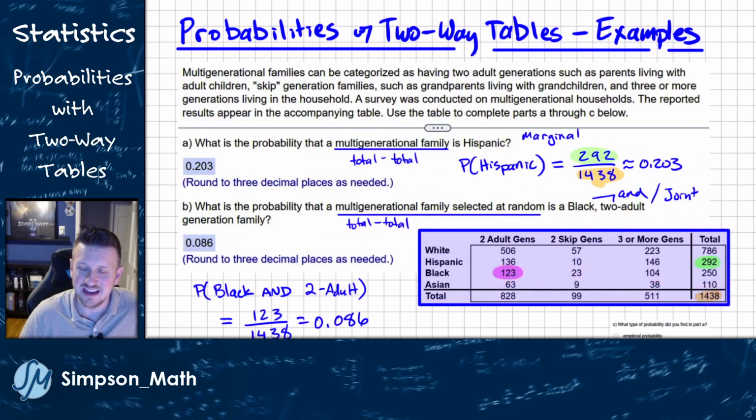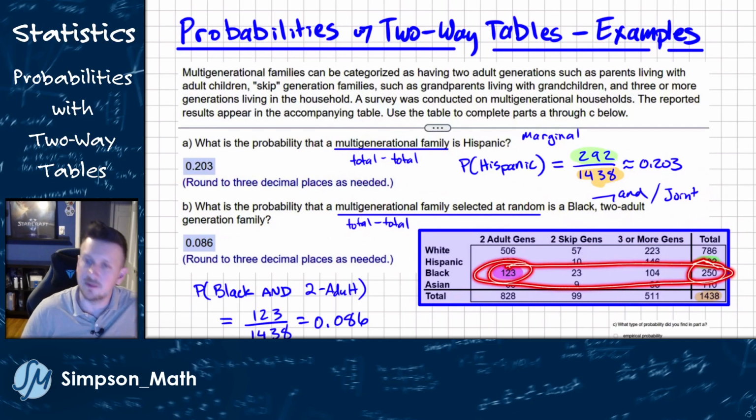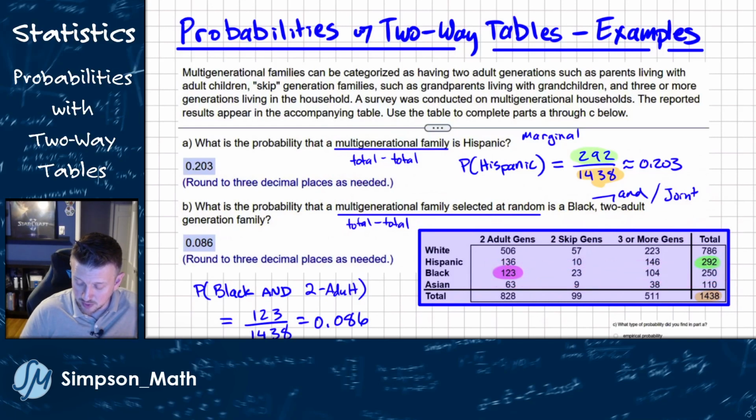Notice it is not a conditional. It is not, among the black families, what's the probability we select a two adult generation? That would be a conditional, 123 over 250. That would be among the black, or given that they're a black family, what's the probability they're a two adult generation? Or among the two adult generations, what's the probability we select one of those families and they consider themselves black? So we have to be careful about what this is asking. This is just that "and".